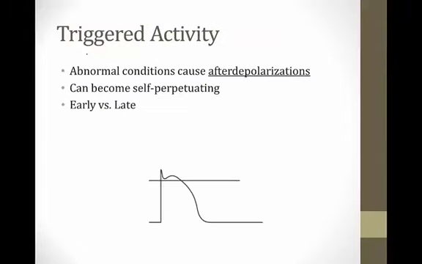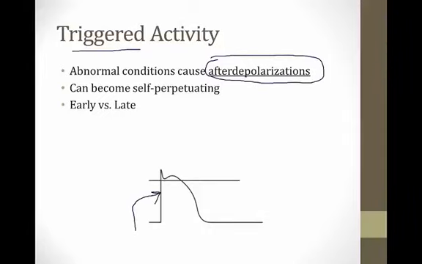Another mechanism of arrhythmia generation is called triggered activity. This occurs when abnormal conditions cause a phenomenon known as after depolarizations. If we look at the action potential at the bottom of the screen, phase 0 is the normal depolarization of the myocyte. An after depolarization is a second depolarization that occurs at some point in phase 3 or phase 4. So for example, if the myocyte was in phase 3 and the membrane voltage was falling and then it depolarized a second time, that would be an after depolarization. And these can become self-perpetuating and they can lead to arrhythmias.